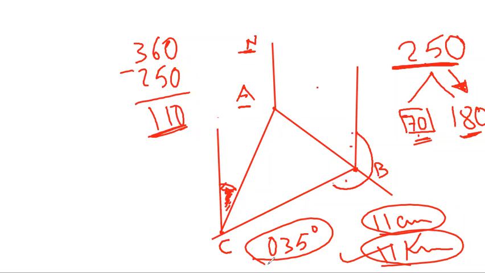Mariam, please read B again. The boat makes its way straight back from C to A. What distance does it travel, and on what bearing? What is the distance and what is the bearing? Measure CA using your ruler and write 11 kilometers. Yes. Measure this angle using your protractor, and this will be the bearing angle. Understood? Is it hard? No. Okay.